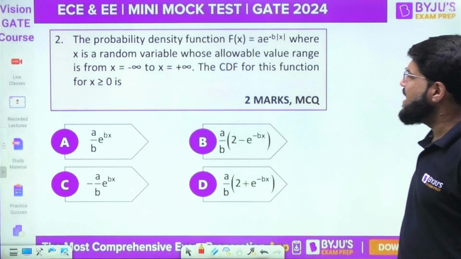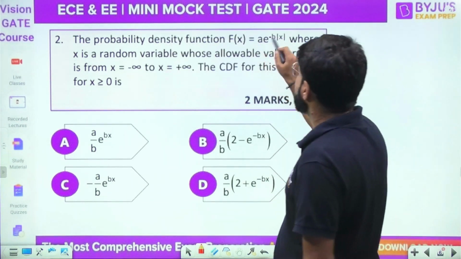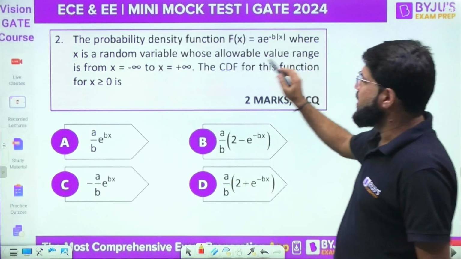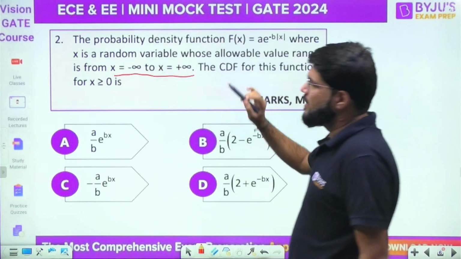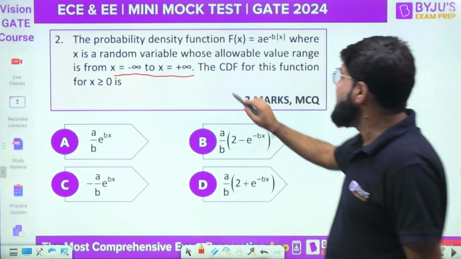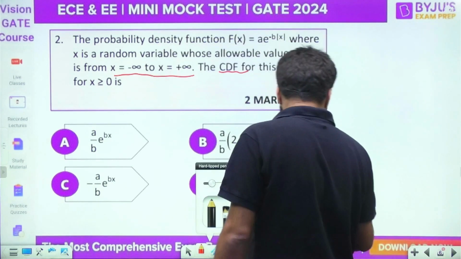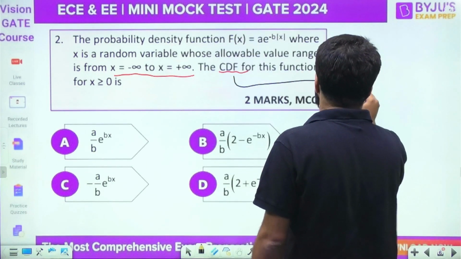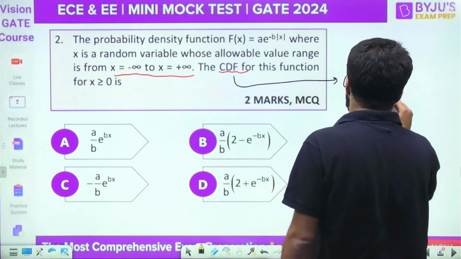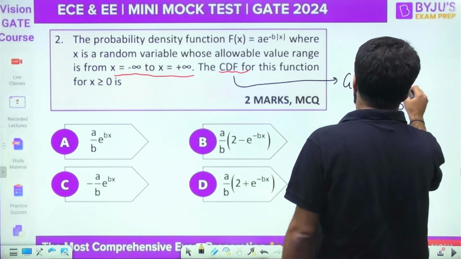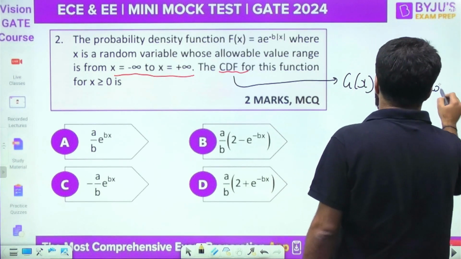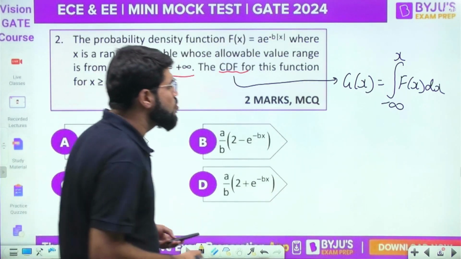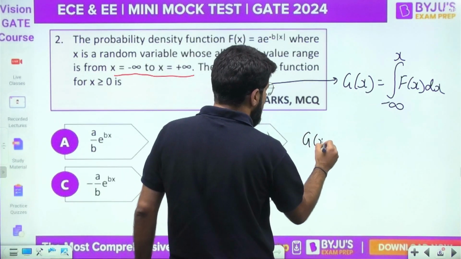The PDF is A e power minus B mod x, where x is a random variable whose allowable range is minus infinity to plus infinity, that is complete values of x. What is the CDF for this function? What is the cumulative density function for this? So how do we find the CDF? Suppose the CDF is given by the function g of x, and that is given by the integral from minus infinity to x of f of x dx, the accumulation of all the probability up to x. This is a 2 marks MCQ question. So what is going to be g of x?